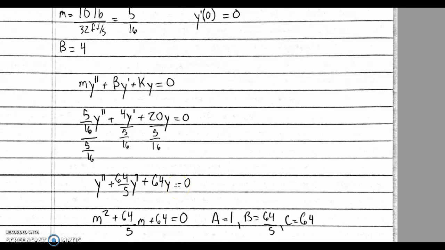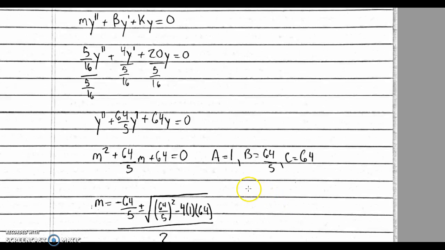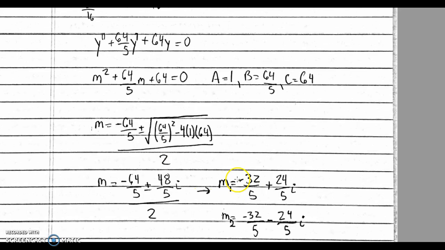The easiest way for me to solve this equation is using the quadratic formula. So using the quadratic formula, we know our a is going to be equal to 1, our b is equal to 64/5, and our c is equal to 64. Setting up the quadratic formula, negative b plus or minus the square root of b squared minus 4ac all over 2a. We get an m1 value of negative 32 over 5 plus 24 over 5i, and an m2 of negative 32 over 5 minus 24 over 5i.